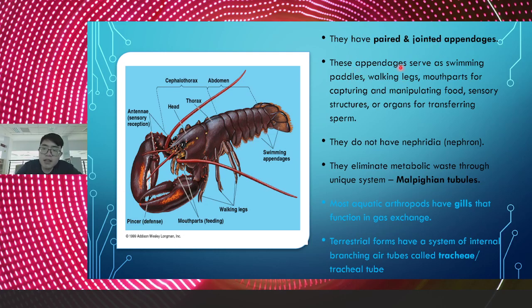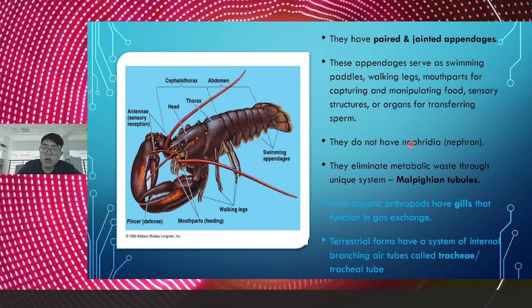Okay, this appendage, what are the functions? It serves as swimming paddles, walking, mouth parts for capturing and manipulating food, sensory structures, and organs of transmission. So these are the functions of the appendage. Appendages are not only on the surface, they also have them here. Here you can see the mouth parts and pincers for defense also have appendages. Not only at the back, the front part also has many appendages.